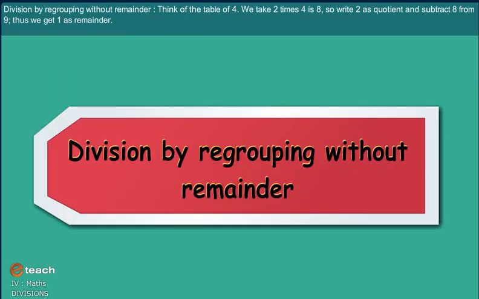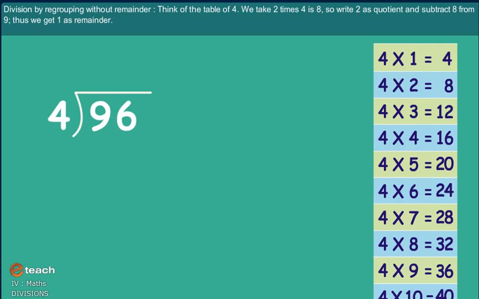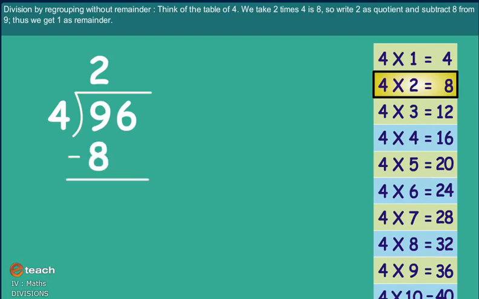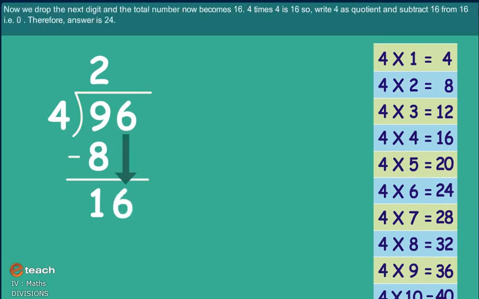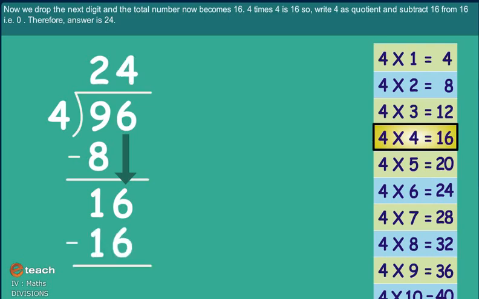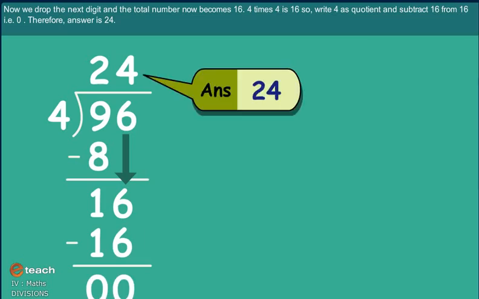Division by regrouping without remainder. Think the table of 4. We take 2 times 4, so write 2 as quotient and subtract 8 from 9. Thus we get 1 as remainder. Now we drop the next digit and the total number now becomes 16. Think table of 4. 4 times 4 is 16. So write 4 as quotient and subtract 16 from 16. And the answer is 24.